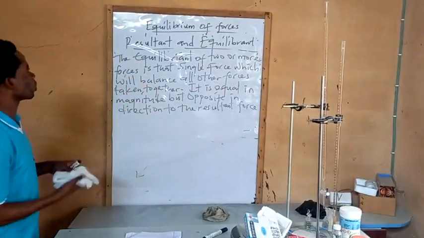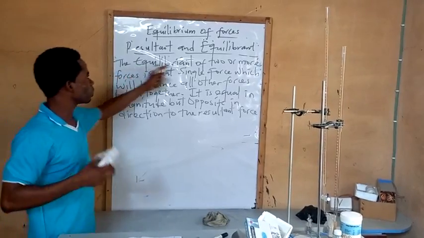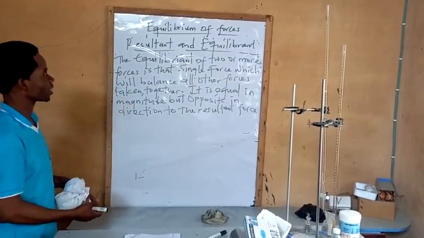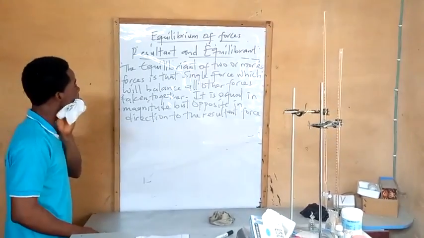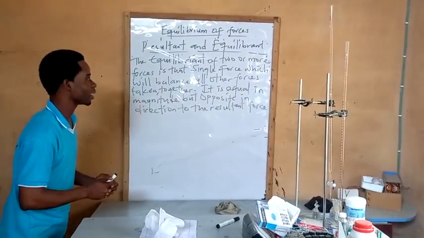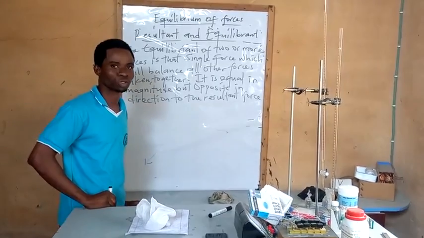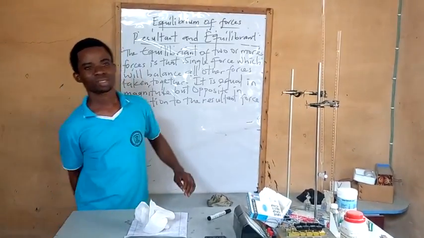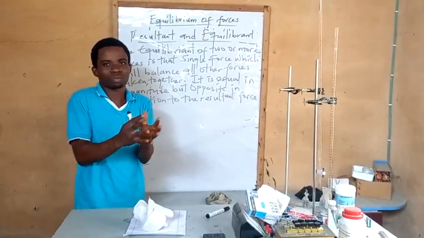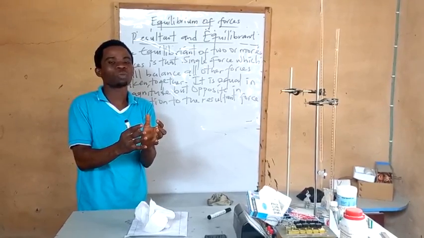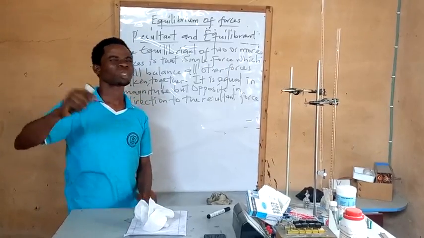Now, when we say equilibrium, this is the definition: the equilibrium of two or more forces is that single force which will balance all other forces taken together, and it is equal in magnitude but opposite in direction to the resultant force. That means the work of equilibrium is to counterbalance all other forces that are coming together. Equilibrium always has the same magnitude as the resultant, but in the opposite direction.